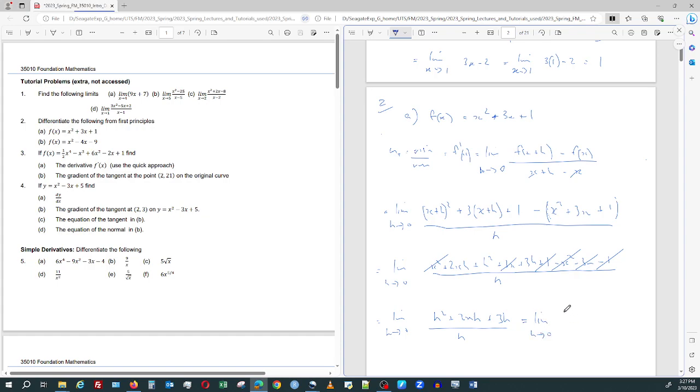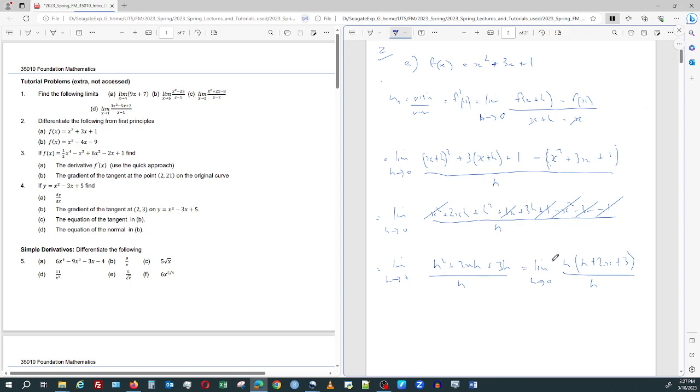So our limit of insurance policy, h approaches 0, will be h out of h plus 2x plus 3, divided by h. So we end up with those cancelling. So this h will disappear. We end up with 2x plus 3. Now, of course, that's what we're used to. We're used to saying f dash of x is equal to 2x plus 3. But from first principles, that's what we did. So that's very good.